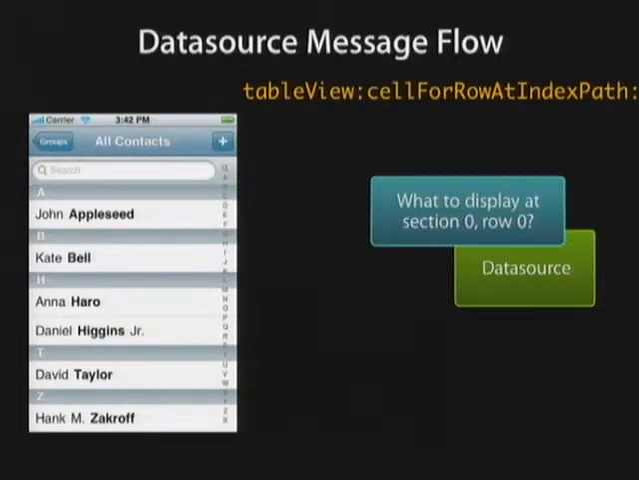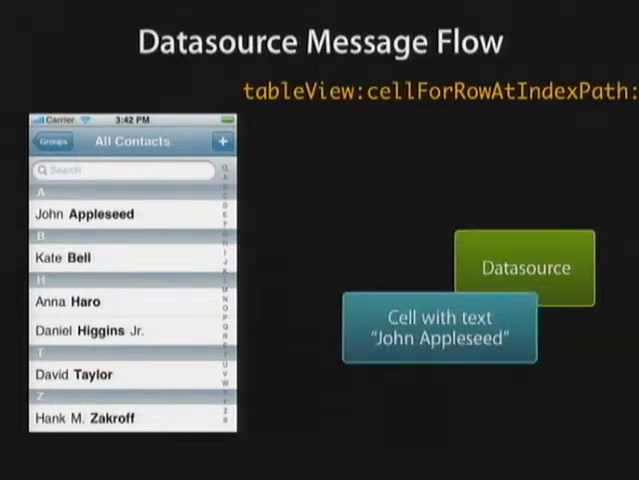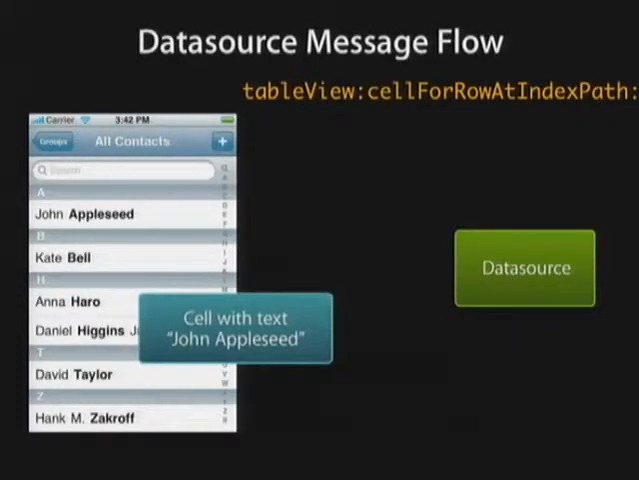Once we have that, the table view now knows that the row in section 0 there is visible. So it's going to ask for a cell for that. So it's going to ask what to display. The data source is going to return a cell with some content. In this case, John Appleseed.